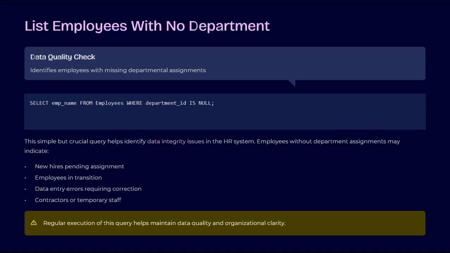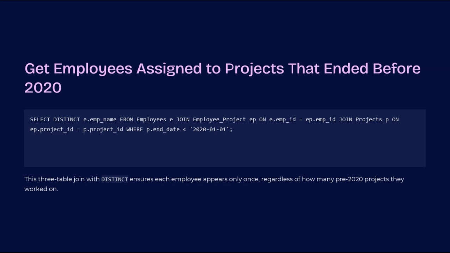Next is list employees with no department. The query will be select emp_name from employees where department_ID is null. Very simple. This simple but crucial query helps identify data integrity issues in HR systems. Employees without department assignments may indicate new hires pending assignment, employees in transition, data entry errors, and contractors or temporary staff.